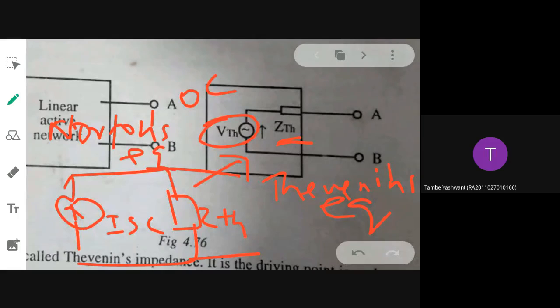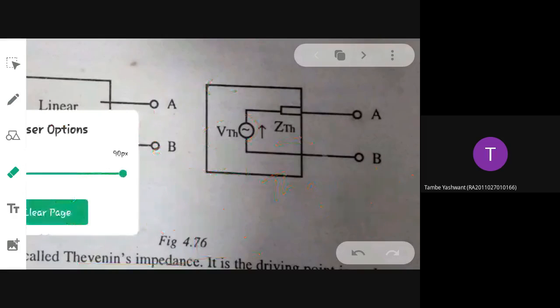So accordingly, you will have two theorems: one is Thevenin's theorem and another is Norton's theorem. Understood what the theorems are? Now, I will tell you how to solve these one by one with simple examples. You understood now what Norton's equivalent and Thevenin's equivalent are, yes or no?